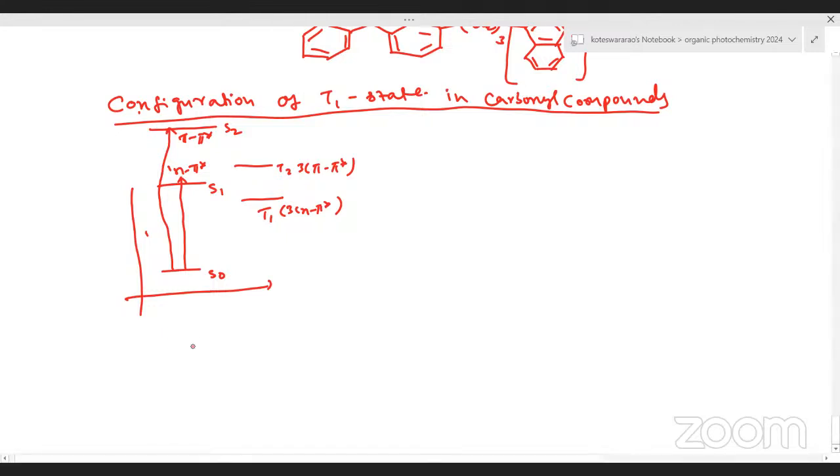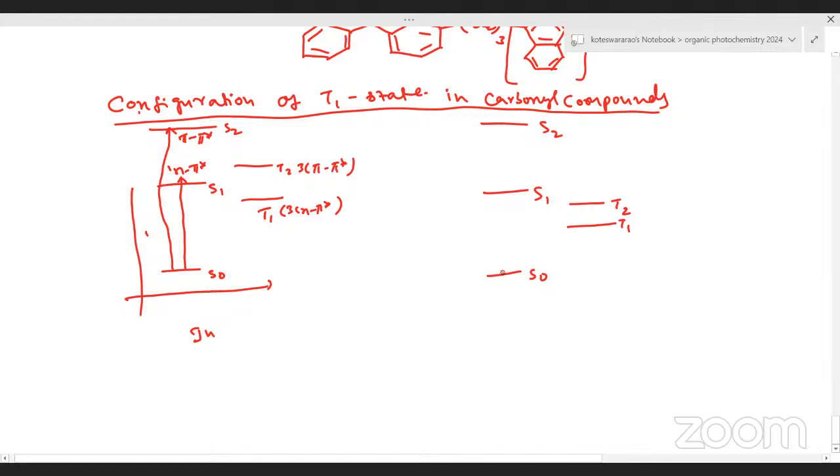In general, it will appear like this. What are some cases? If extended conjugation is there, that means the number of conjugated double bonds is increasing. This configuration will be changed to this: this is S0, this is S1, this is S2. Then T2 becomes here, T1 becomes here.